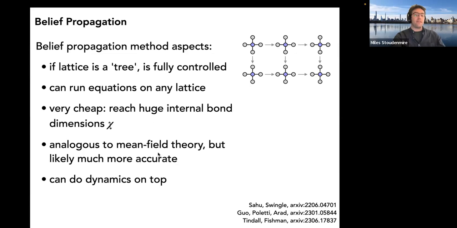And the message passing approximation, the belief propagation idea, is pretty analogous to doing mean field theory in a sense, in the idea that it's exact on trees. But it's likely much more accurate than more old school, traditional ideas of mean field theory. It's sort of able to capture more non-trivial properties. And the idea of using this on tensor networks was put forward quite recently by Sahu and Swingle last year, and then has been explored more in detail in these other two works that I recommend. And then most importantly, you can do dynamics on top. So you're doing this message passing, and you can do it to extract properties of a tensor network, but you can also time evolve as you go, which is really powerful.